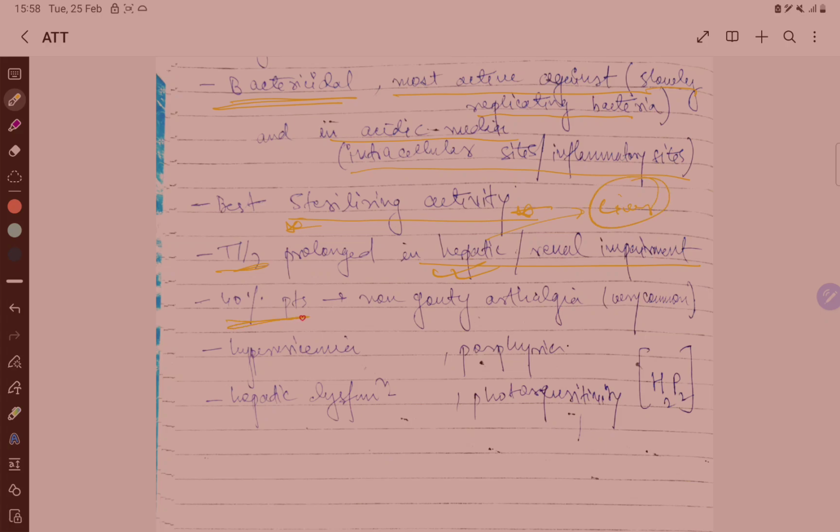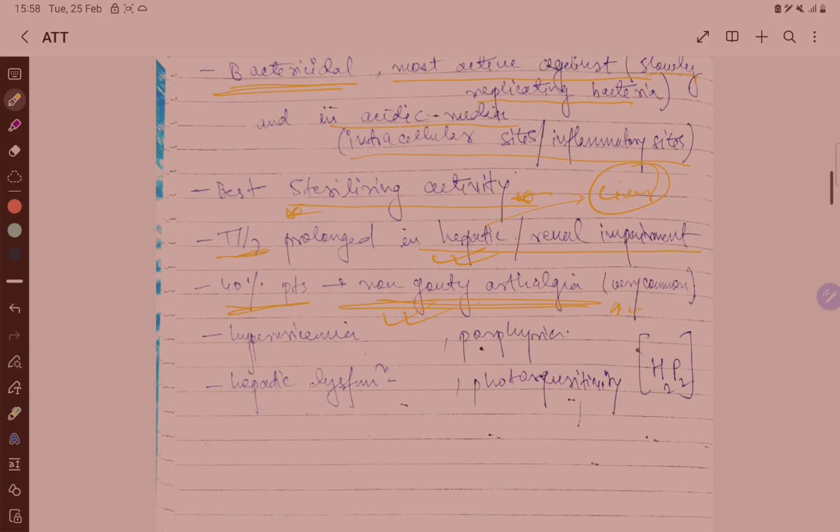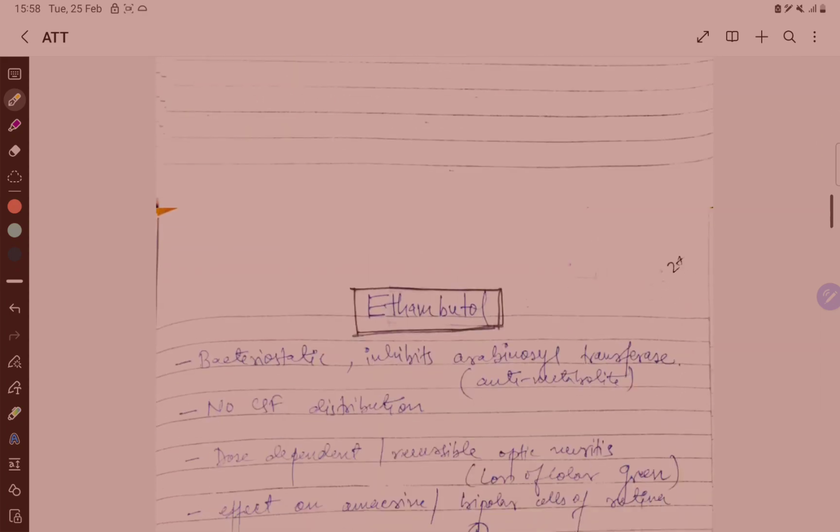Now 40% of patients get non-gouty arthralgia. It increases the uric acid also and causes pain. So there is hyperuricemia and non-gouty arthralgia. Porphyria can be seen, photosensitivity also can be seen, and hepatic dysfunction is there. So H2P2: hyperuricemia and hepatic dysfunction, porphyria and photosensitivity. It is there in pyrazinamide.